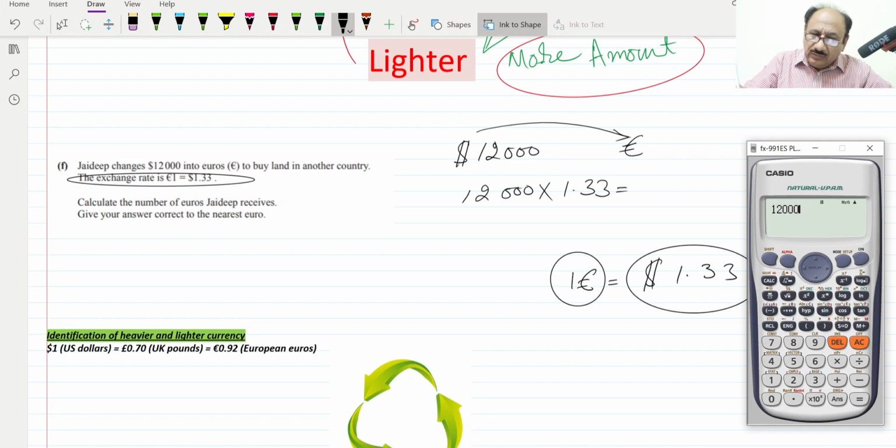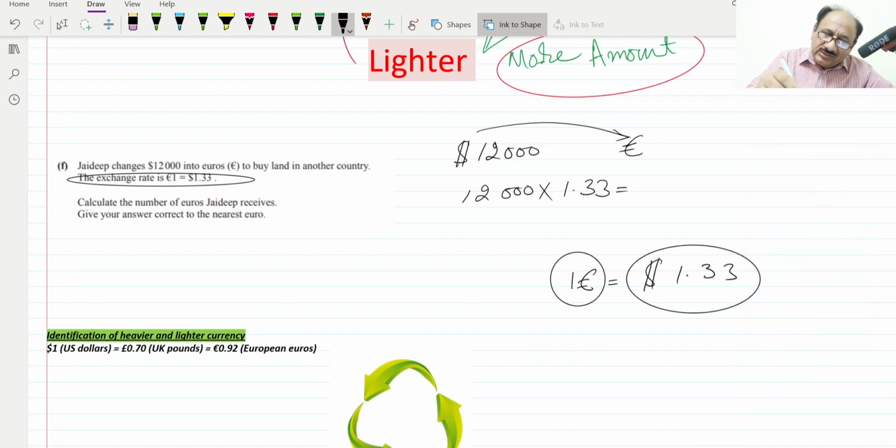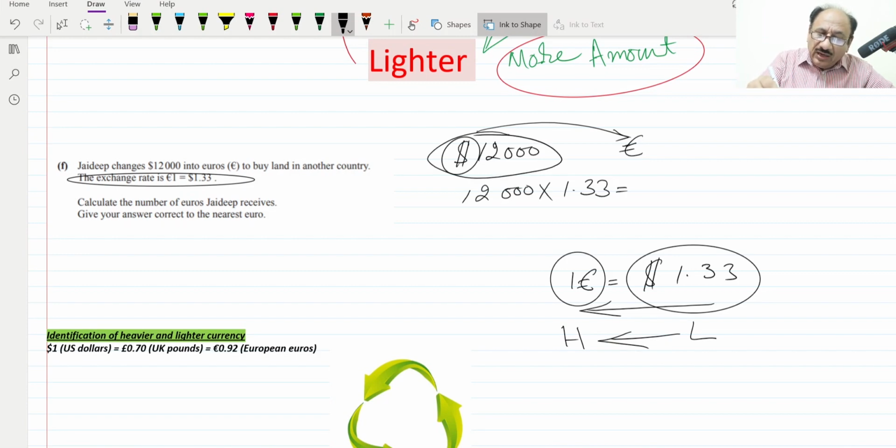and this will be from heavier to lighter. Basically it's conversion, wait 1 second. So it's conversion from lighter to heavier. Dollar is a lighter currency. So from this side to this side is required. So from lighter to heavier, we are moving from lighter currency. In hand we are having lighter currency, and we want to switch to a heavier currency. So we will be dividing.